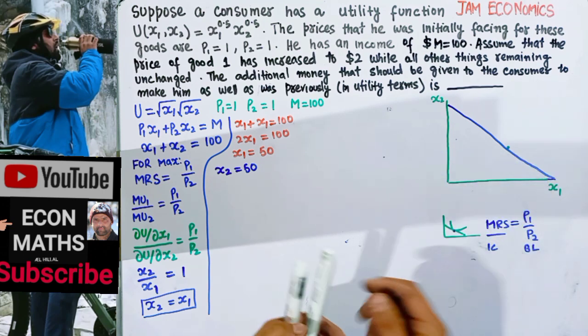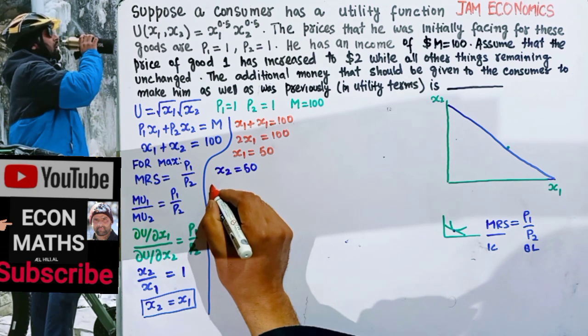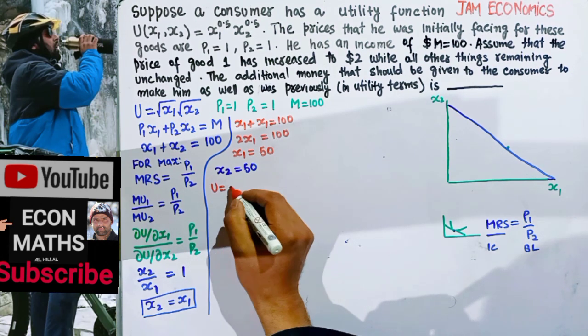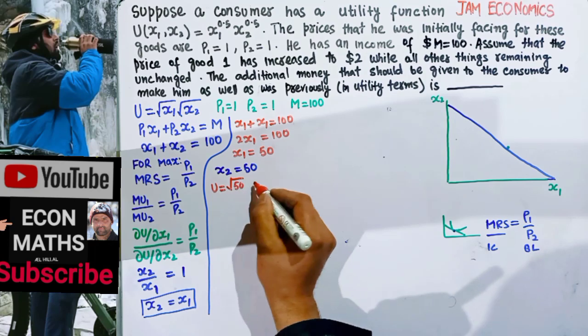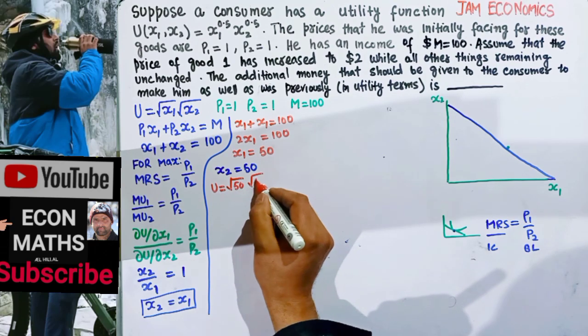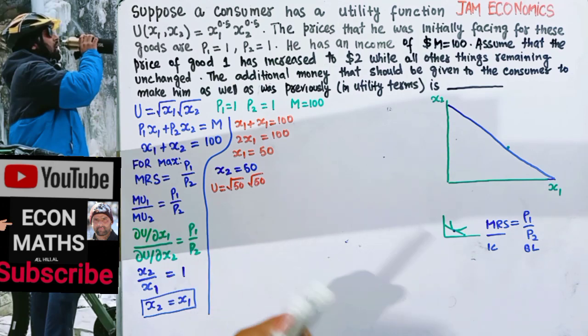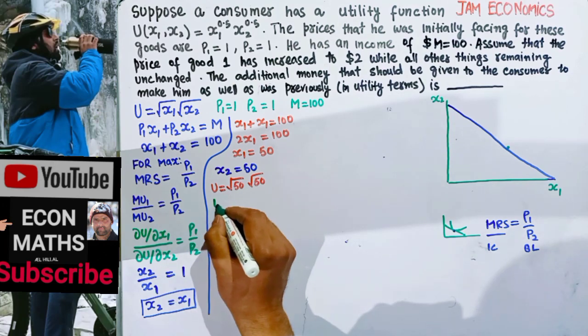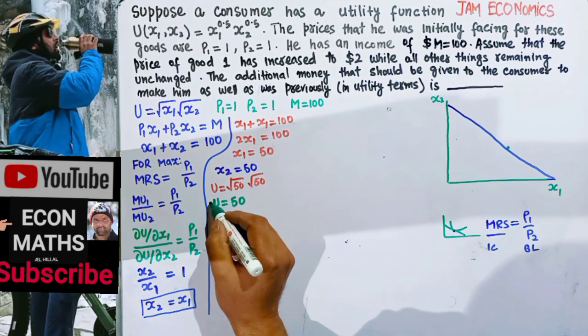Now what is the initial utility that the consumer is getting? Simply plug the value of x1 and x2 into the utility function. x1 is 50 and x2 is also 50. Under root times under root, it will become 1. So we will get utility that the consumer is getting initially is equal to 50.